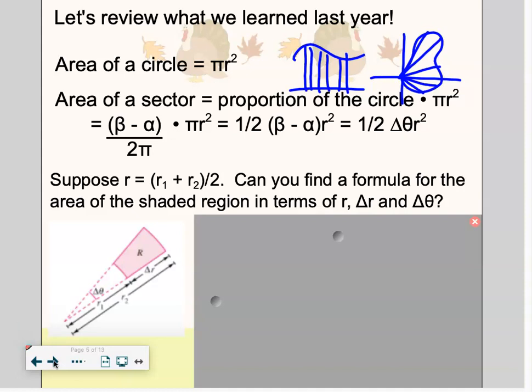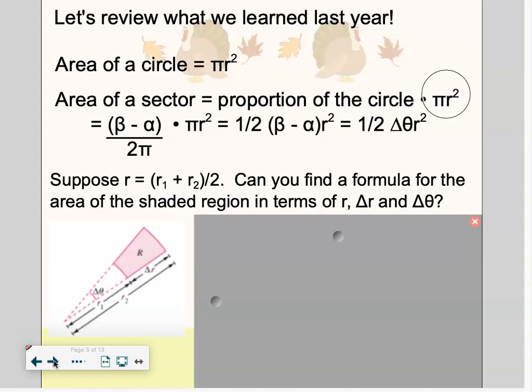All right. So, area of a sector is the proportion of the circle used by the sector times pi r squared. And when you clean it all up, you get area of a sector equals 1/2 delta theta times r squared, which is how we built up the integral formula that we just used, which is 1/2 r squared d theta, right? So that's your basic integral formula to find area of a polar region, is 1/2 r squared d theta. Now we're going to take it up a little notch.